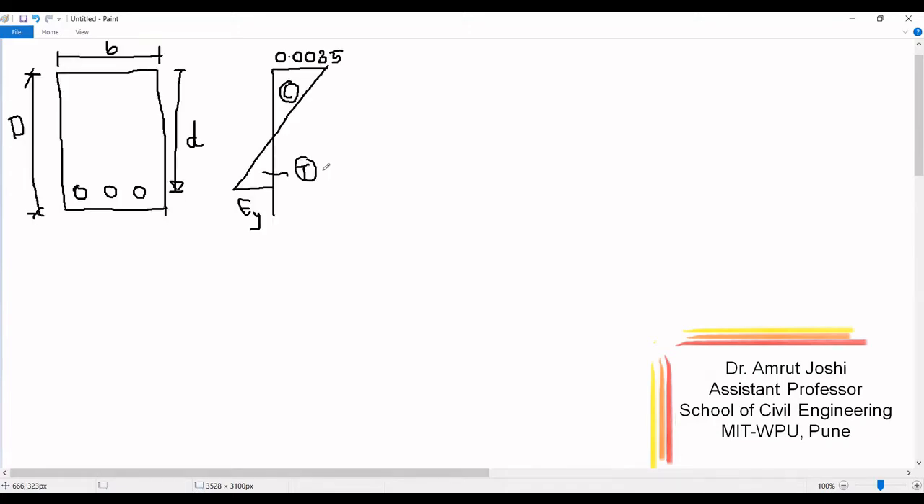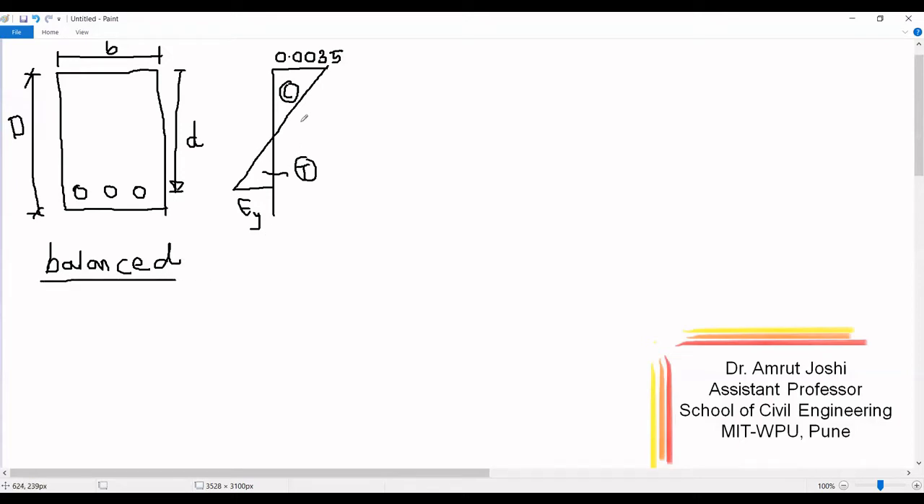So let us consider the same example that we considered in the last video. We have a rectangular cross-section prismatic beam of width B and overall depth D. Its effective depth is small d, as shown here. And let us say this section has been designed as a balanced section. So what do we mean by balanced section?